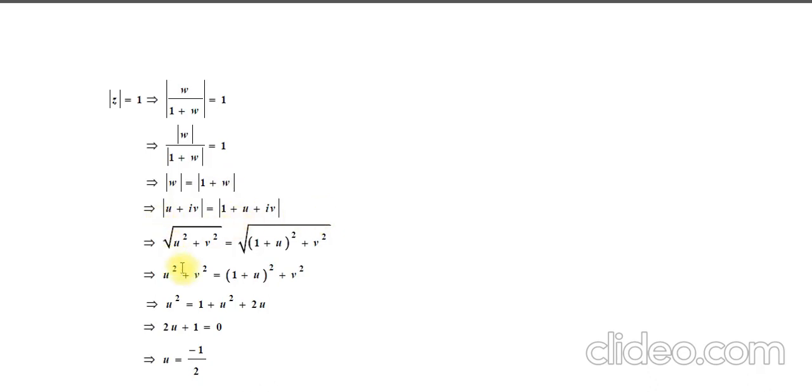See, for taking modulus, the modulus definition is root of real part square plus imaginary part square. So similarly here, root of real part square is 1 plus u the whole square plus v square. The square roots get cancelled, or squaring both sides I will be getting u square plus v square equal to 1 plus u the whole square plus v square. Just expanding it and simplifying, I will be getting this value u equal to minus 1 by 2.